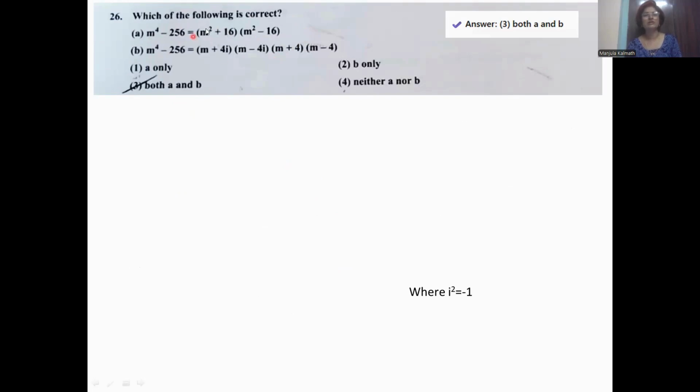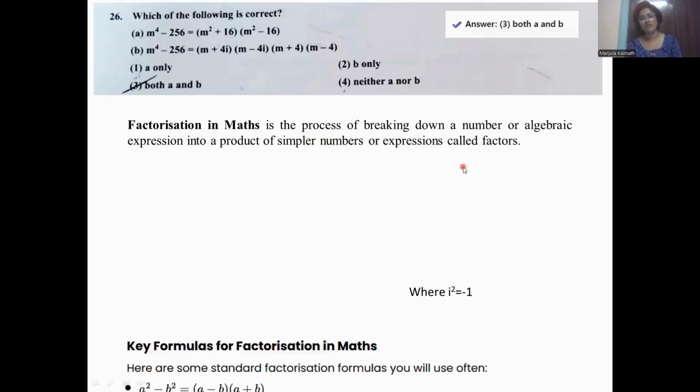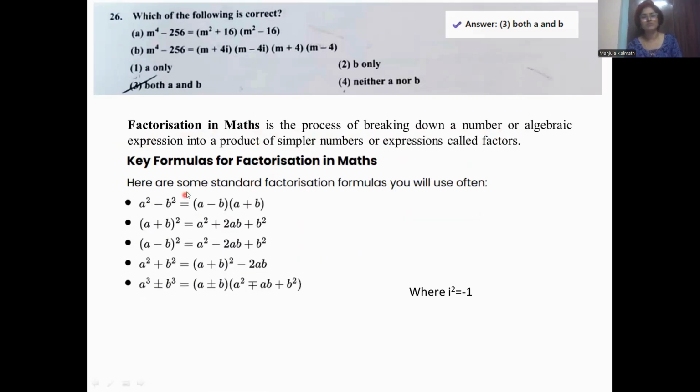Next question: which of the following is correct? A, m raised to 4 minus 256 equals m square plus 16 into m square minus 16. And B, m raised to 4 minus 256 equals m plus 4i into m minus 4i into m plus 4 into m minus 4. It is a type of factorization. Factorization in maths is the process of breaking down a number or algebraic expression into a product of simpler numbers or expressions called factors. Here are some important formulas related to factorization.